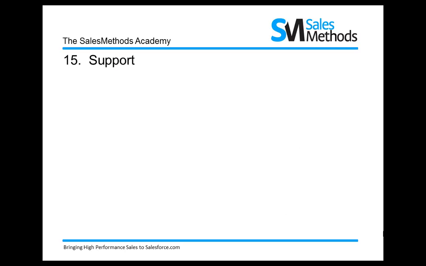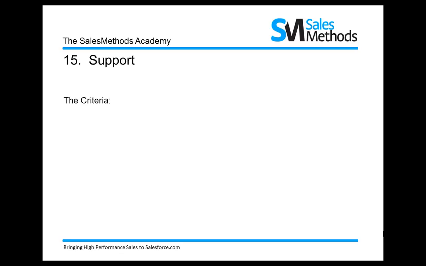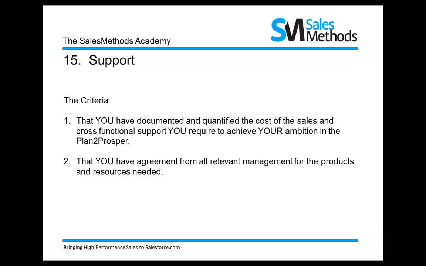The objective: to ensure you have both sales management and cross-functional support that ensures you have the means to execute the Plan to Prosper. The criteria: 1. That you have documented and quantified the cost of the sales and cross-functional support you require to achieve your ambition in the Plan to Prosper. 2. That you have agreement from all relevant management for the products and resources needed. And 3. That the agreement is documented.